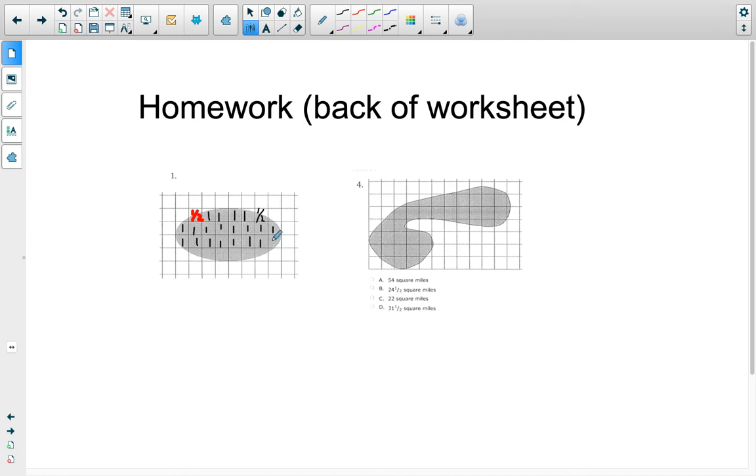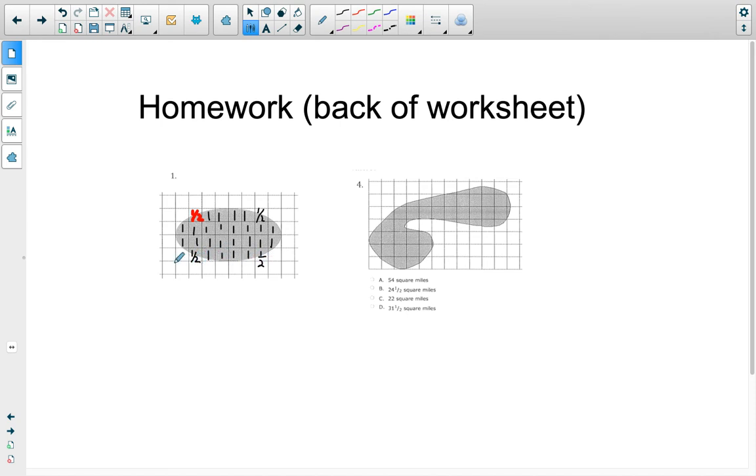And again, this one's more than half, so I'm counting as 1. This one, I might say that is pretty close to half. I'm going to count that as a half. I'm going to count this as a whole. 1, 1, 1, and 1/2. Then add up all your numbers.